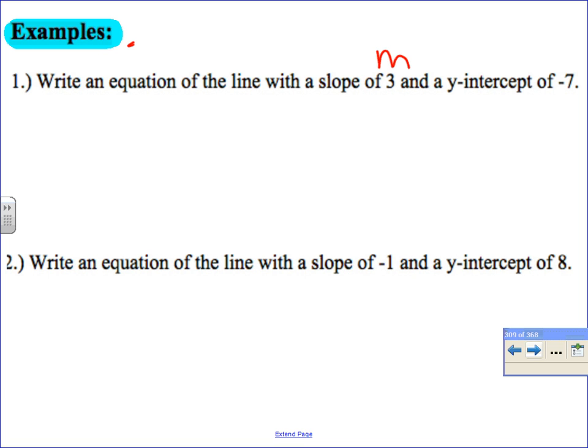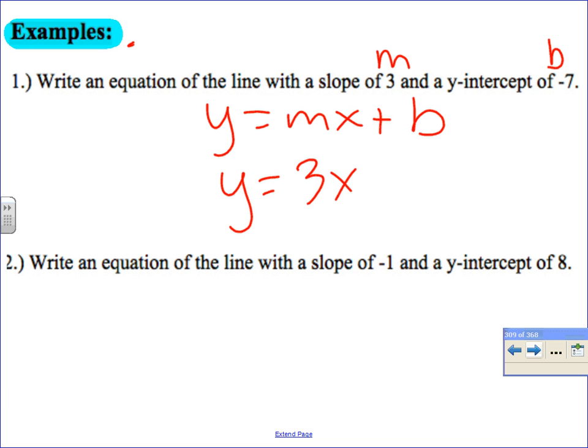Alyssa, what variable is y-intercept? Good. So y equals mx plus b. Adam, plug them in. Good. Okay, second one. Write an equation of a line with a slope of -1 and a y-intercept of 8. Mary, what variable is slope? Good. Jeremy, what variable is y-intercept? So what's the equation? Sean? Awesome. Isn't this pretty easy?